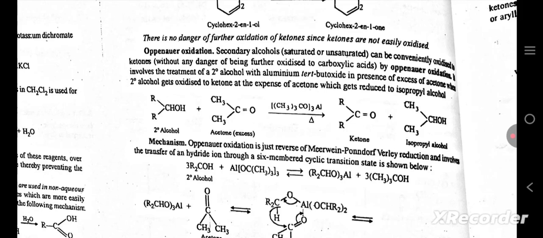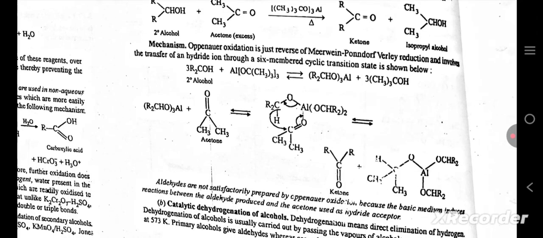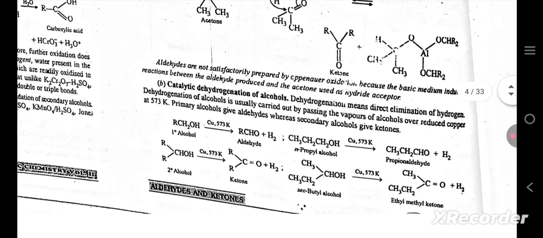Oppenauer oxidation. Secondary alcohols, saturated or unsaturated, can be conveniently oxidized to ketones by Oppenauer oxidation. It involves the treatment of a secondary alcohol with aluminium tertiary butoxide in the presence of excess acetone. The secondary alcohol gets oxidized to ketone, and acetone gets reduced to isopropyl alcohol. Mechanism: Oppenauer oxidation is just the reverse of Meerwein-Ponndorf-Verley reduction. It involves the transfer of a hydride ion through a six-membered cyclic transition state as shown below. Aldehydes are not satisfactorily prepared by Oppenauer oxidation because the basic medium induces reaction between the aldehyde produced and the acetone used as hydride acceptor.